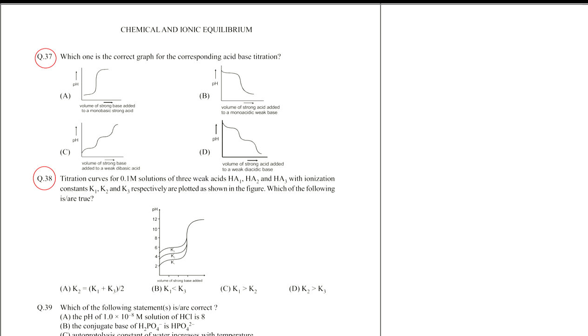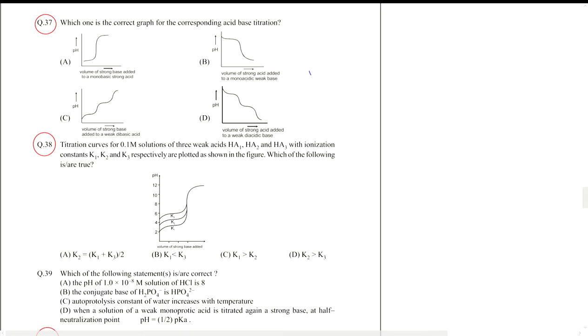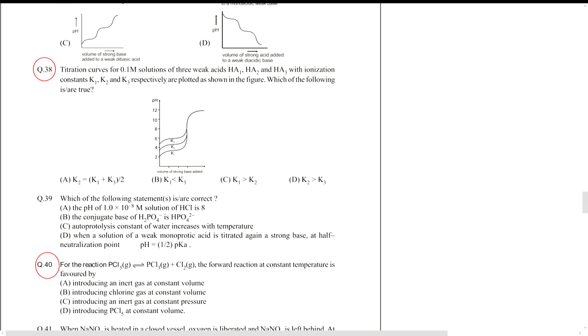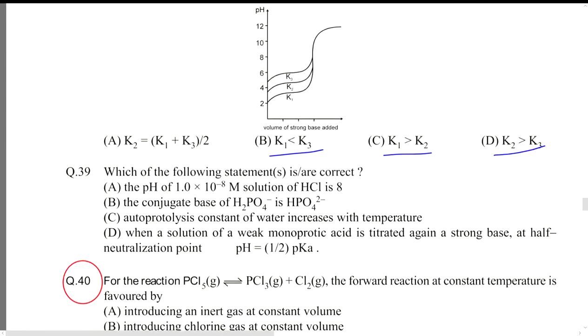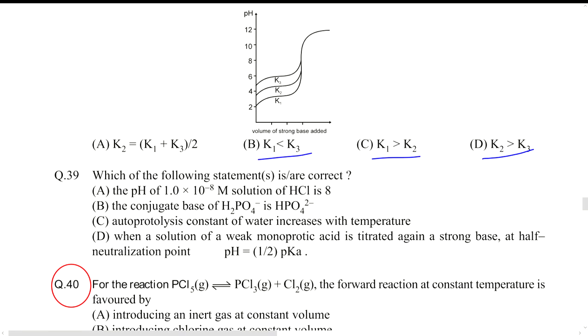Okay. Question 37 is a graph-based question. This is something which we've done directly in class. Just refer to the class notes for this. In question 38, we have titration curves. It's mainly asked which of them is smaller or greater, and if K2 is K1 plus K3 by 2.